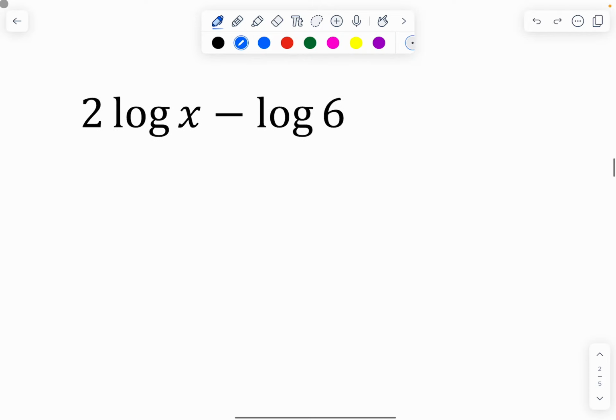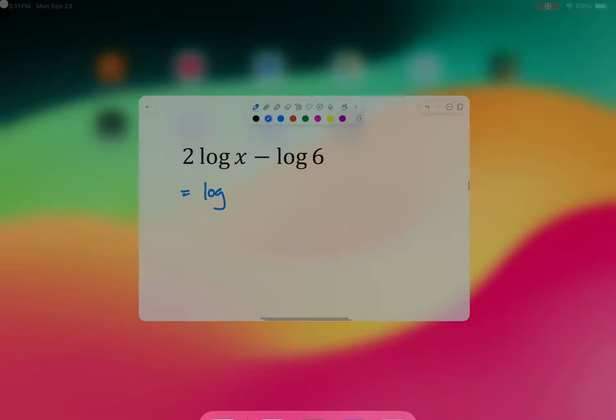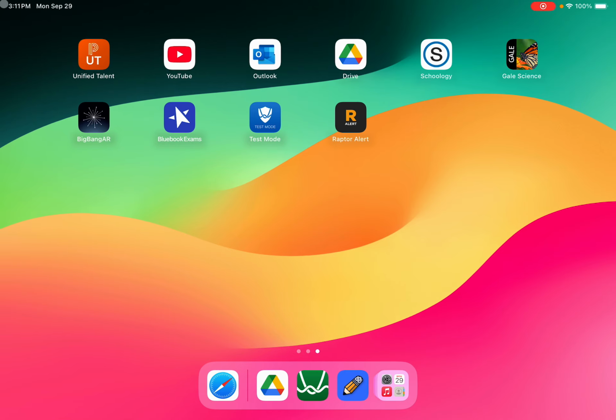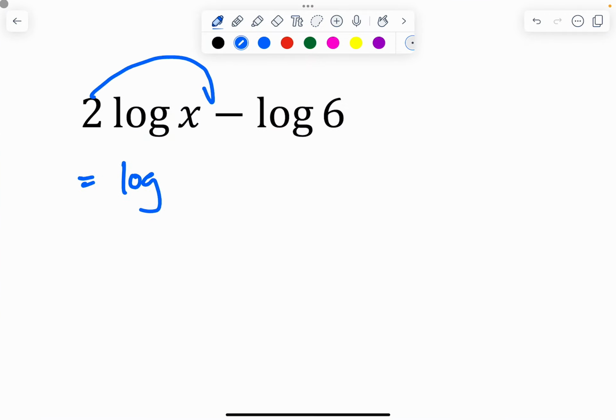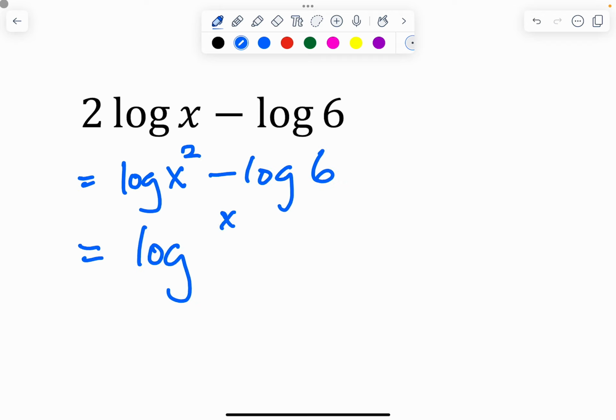Okay, on this one, the first thing I would do is deal with that 2 out front. This 2 becomes an exponent. So it becomes log of x squared minus log of 6. Subtraction gets condensed with division, and it divides the numbers. It doesn't divide the logs. That's the change of base property. It's something different.